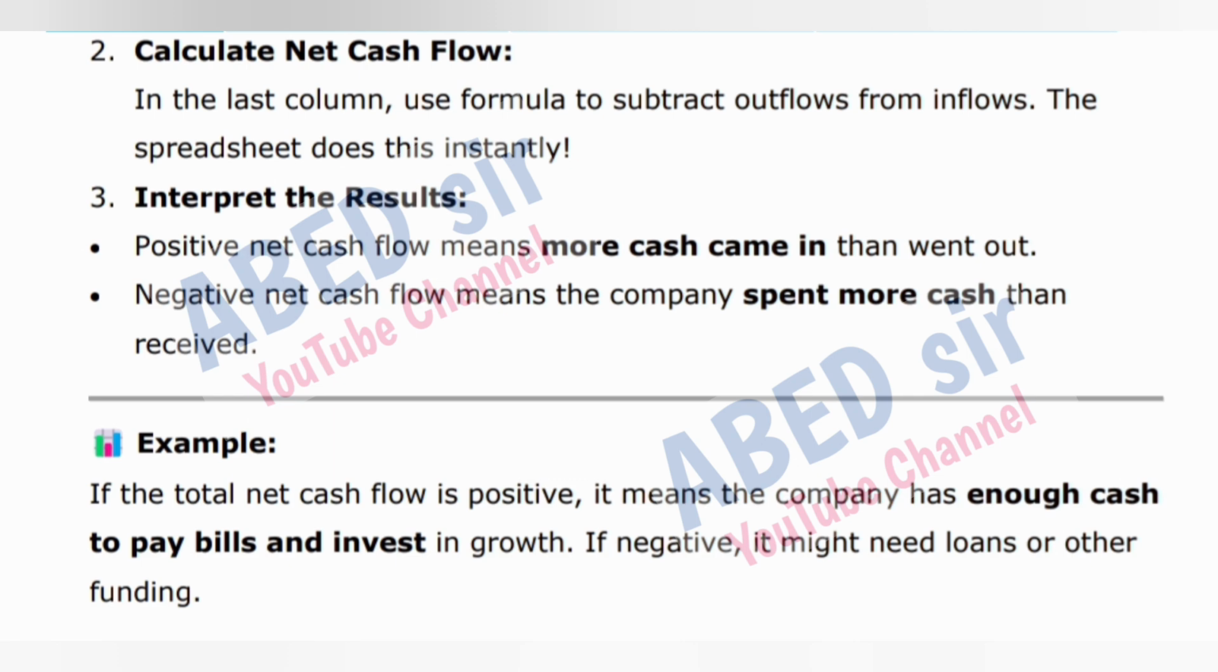3. Interpret the results. Positive net cash flow means more cash came in than went out. Negative net cash flow means the company spent more cash than received. Example: if the total net cash flow is positive, it means the company has enough cash to pay bills and invest in growth. If negative, it might need loans or other funding.